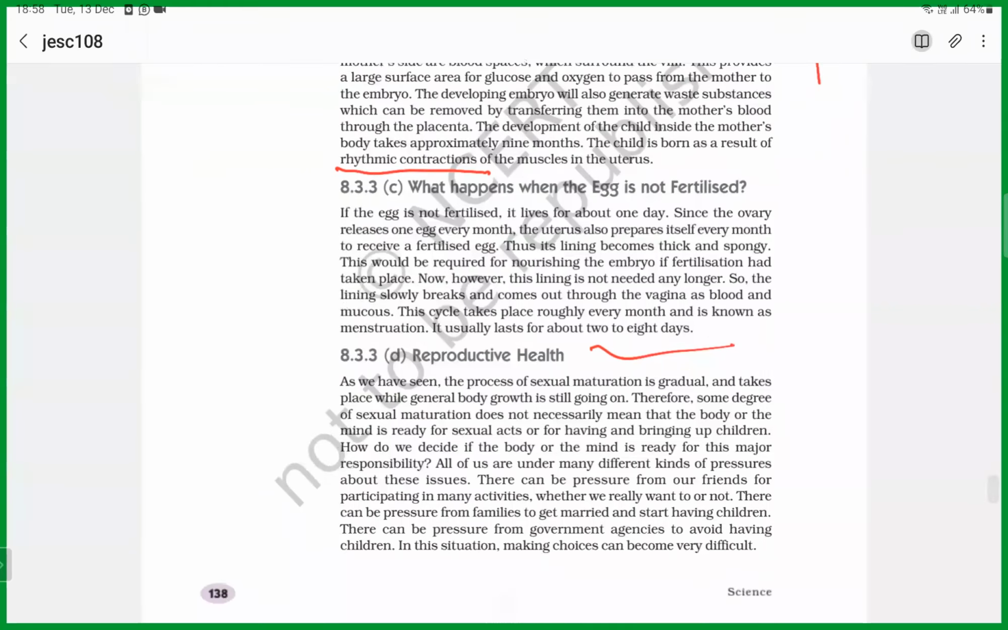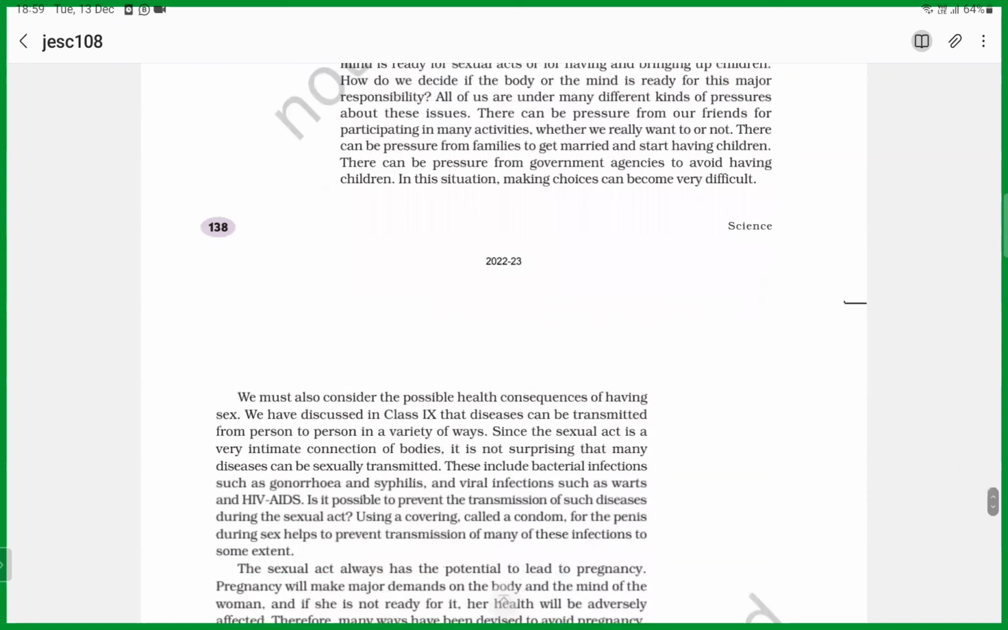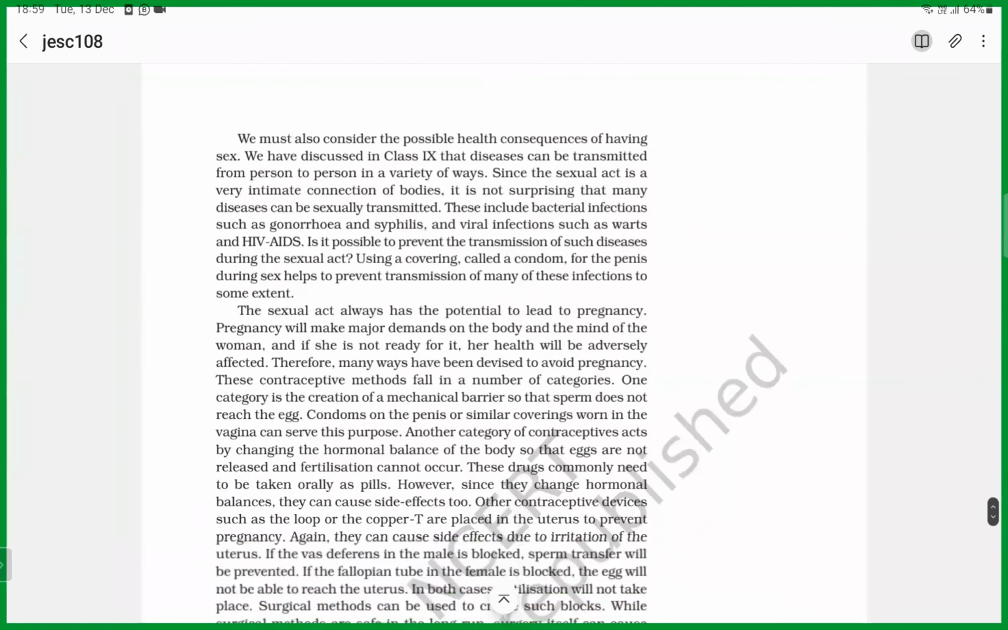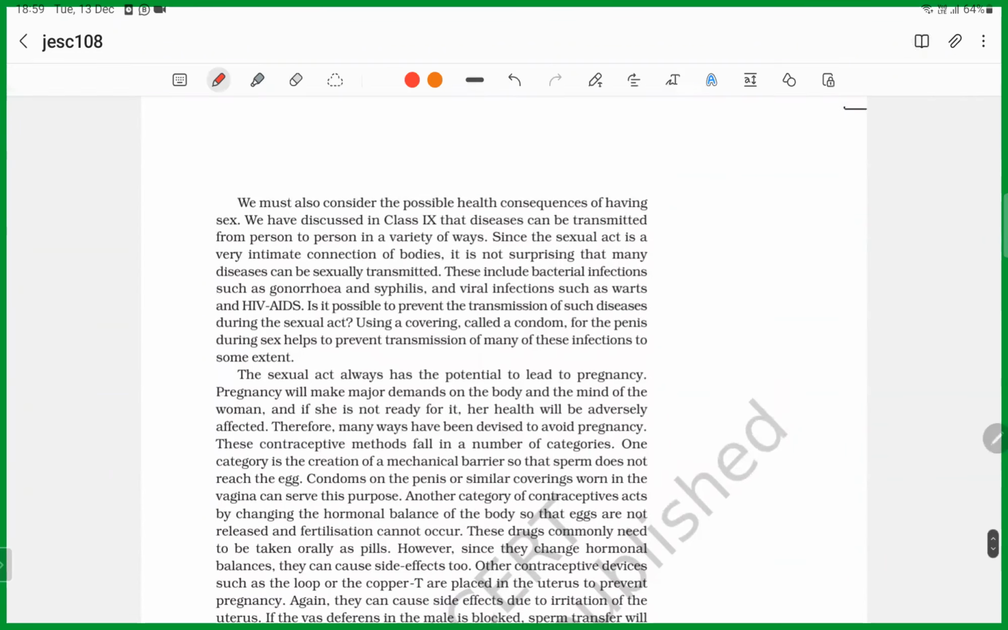Something called reproductive health. So what is reproductive health? Physical, physiological, psychological, mental, and sexual behavior. All these things together are called reproductive health: physical well-being, physiological well-being, sexual well-being, and emotional well-being. And here in class 10, they focus on just one thing in reproductive health. You should know about STDs. STDs means sexually transmitted diseases.